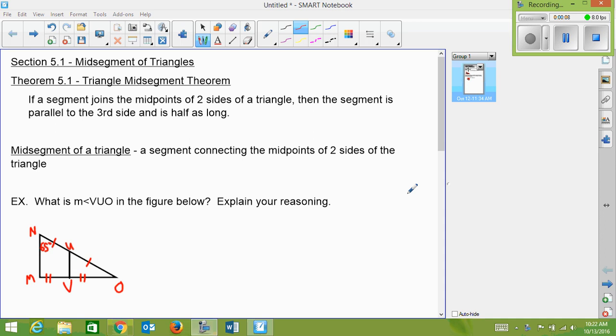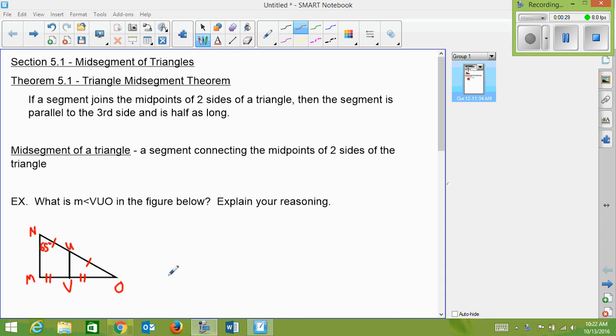Theorem 5.1, triangle midsegment theorem. If a segment joins the midpoints of two sides of a triangle, then the segment is parallel to the third side and is half as long. So the midsegment of a triangle is a segment connecting the midpoints of two sides of the triangle. And I have an example here, picture drawn.